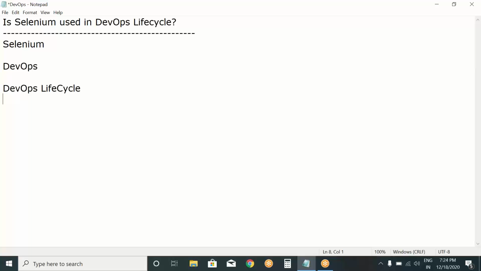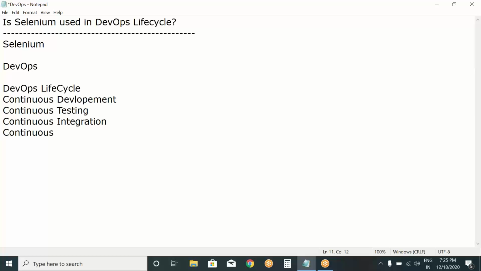In the DevOps life cycle, we have some important stages. Important stages of DevOps life cycle: continuous development, next, continuous testing, next, continuous integration, next, continuous deployment, next, continuous monitoring.